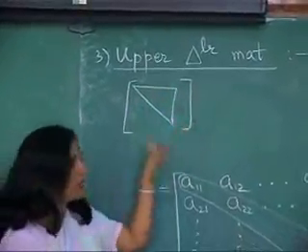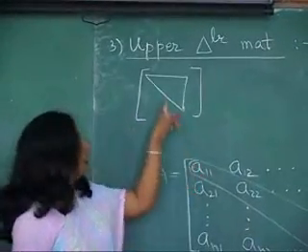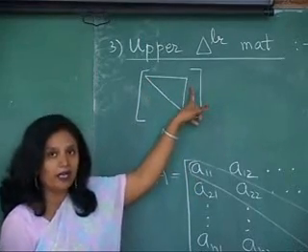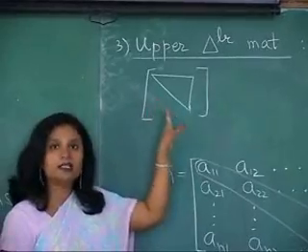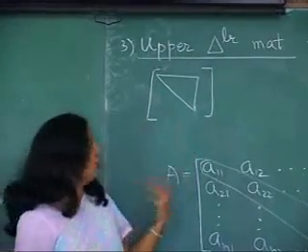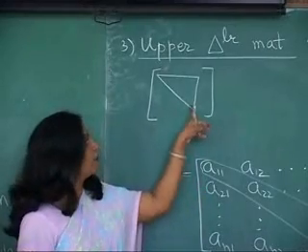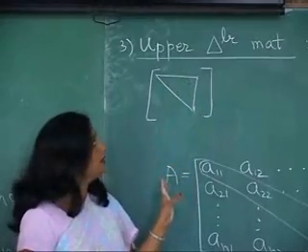That means in a square matrix, if at all there are non-zero elements, they will be either on the diagonal or above the main diagonal. That means every element below the main diagonal is necessarily 0. So if at all we are going to find any non-zero elements, they will have to be either on the diagonal or above the diagonal.